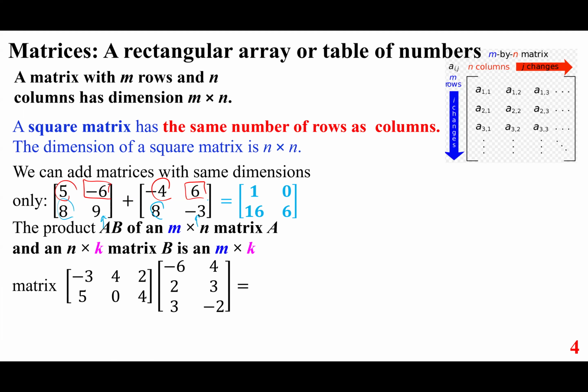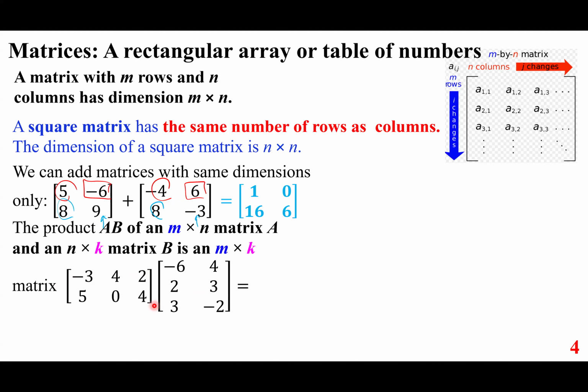The product AB of an M by N matrix A and an N by K matrix B is an M by K matrix. So first I want to make sure we understand what happens here. This has M rows, N columns. The other one must have N rows, otherwise you can't multiply. And then the resulting matrix will get the number of rows from A and columns from the second matrix, B. So first and foremost, check the dimension.